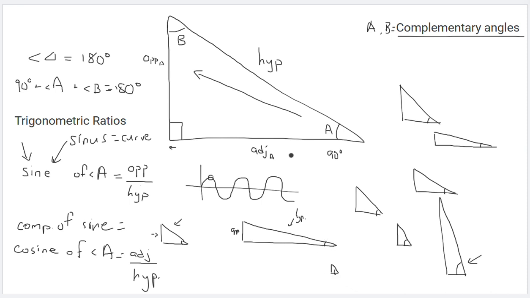So when we do this function where we do the adjacent divided by the hypotenuse, we call it the complement of sine. And why is that? Because the complement of sine adds with the sine to make 90 degrees, because A and B add up to 90 degrees. So the cosine of A is the length of the adjacent side divided by the hypotenuse. Okay.